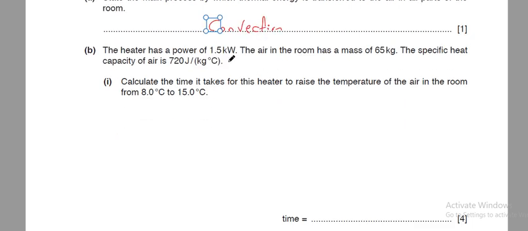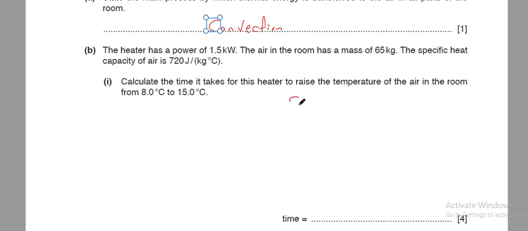Heater has power of 1.5 kilowatts. Air has mass of 65 kilograms. Specific heat is 720 joule per kilogram Celsius. Calculate time for heater to raise temperature of air from 8 to 15.